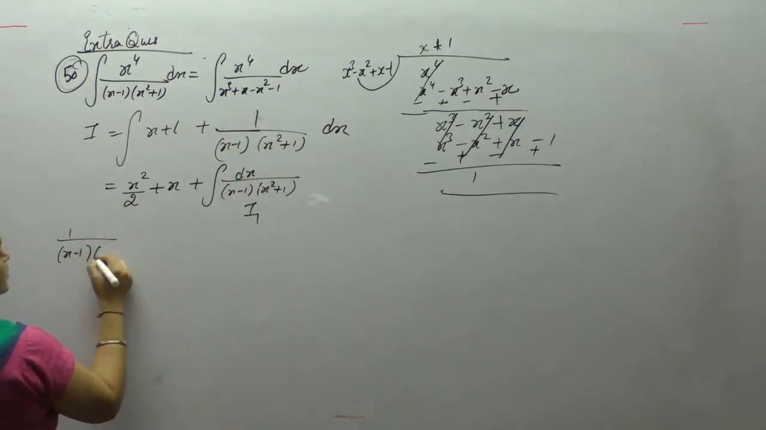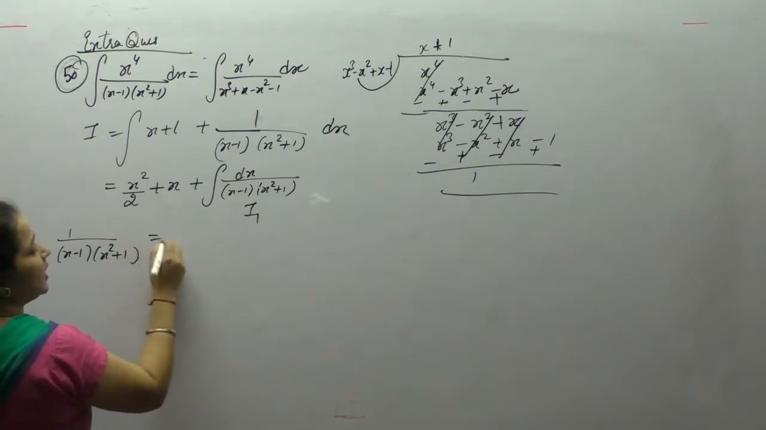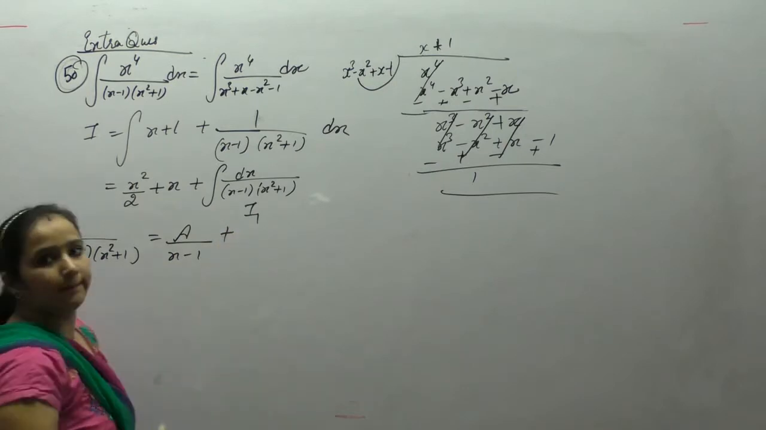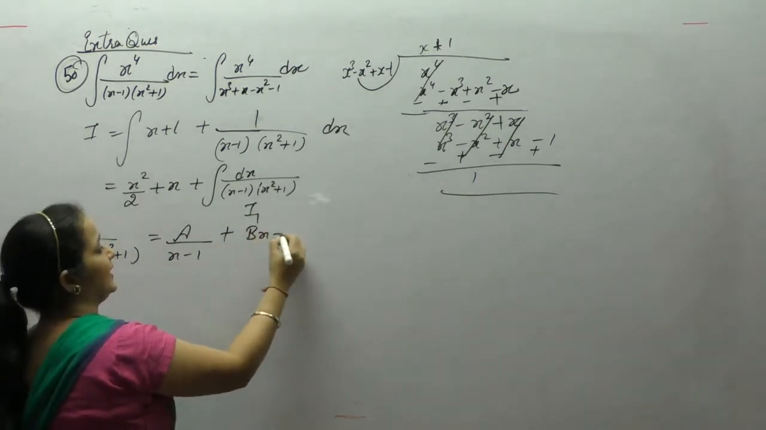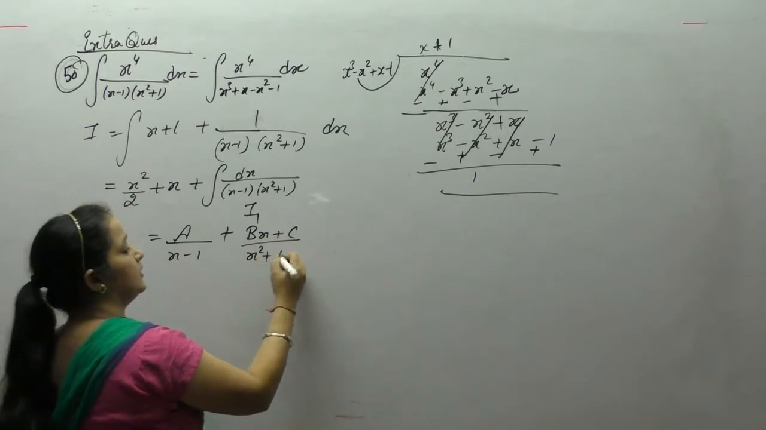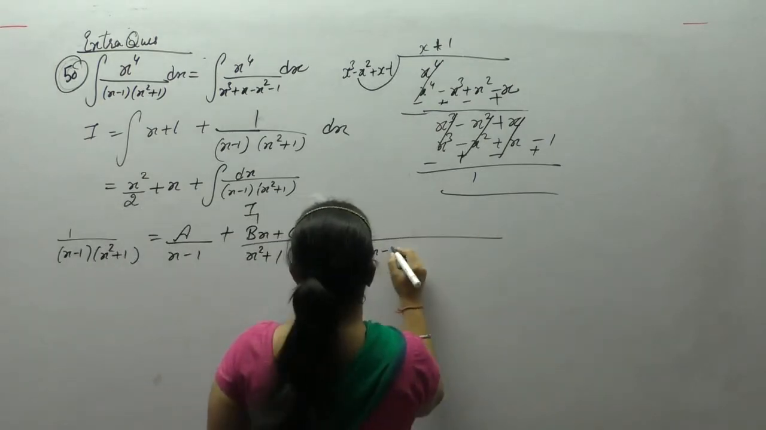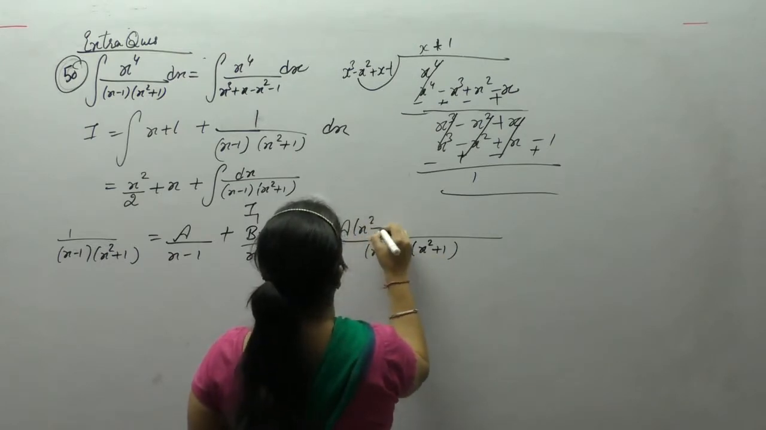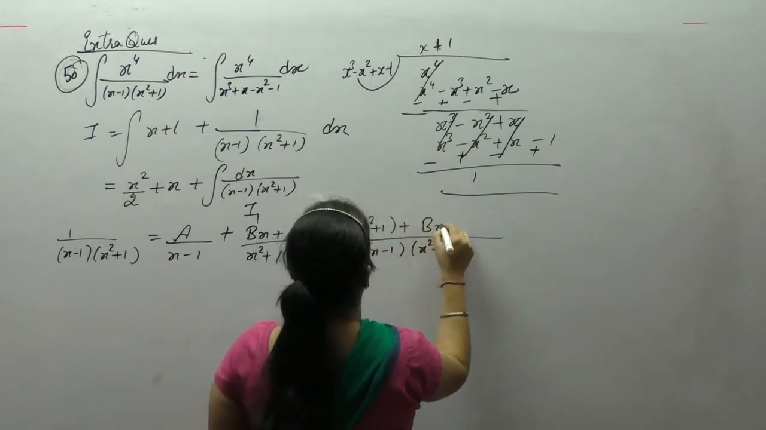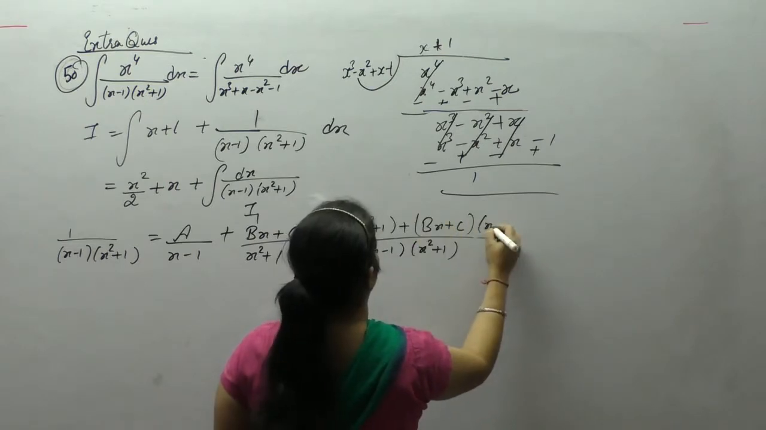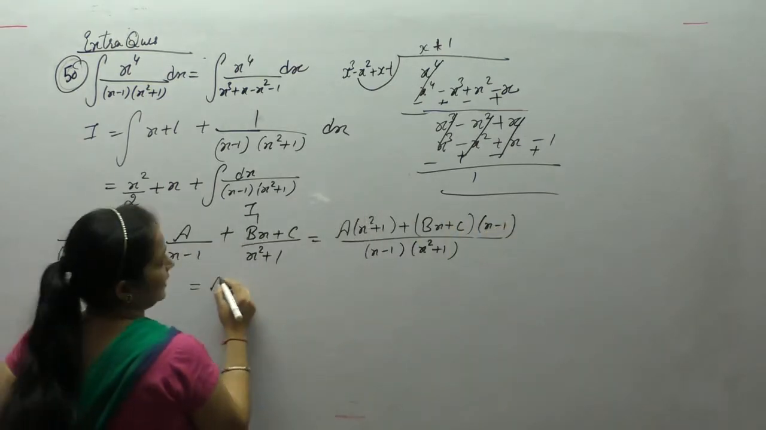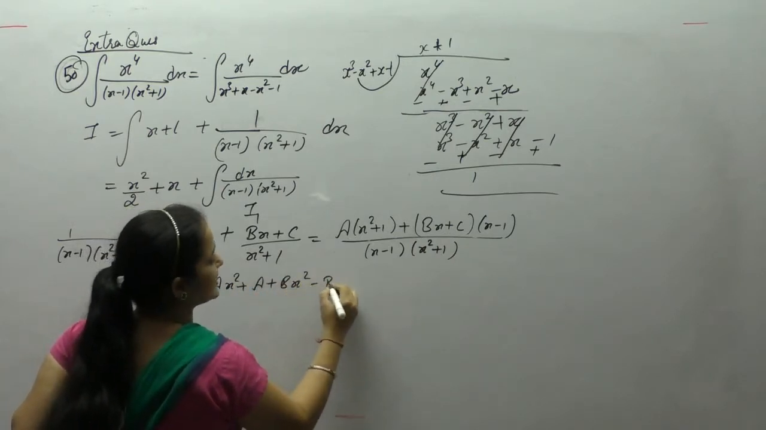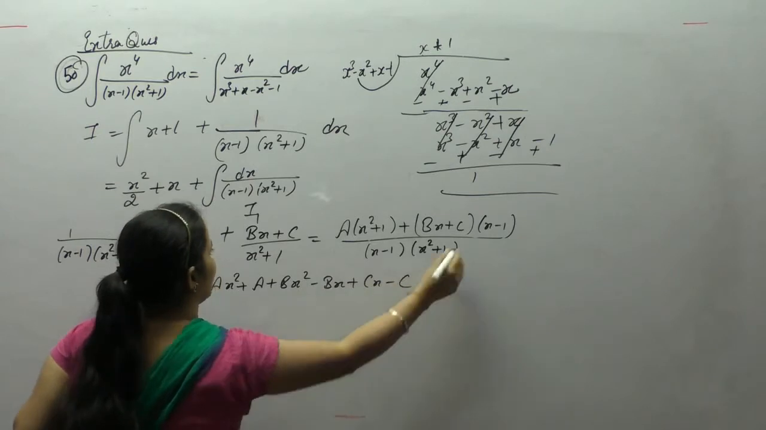Upon x minus 1 x square plus 1. First factor is linear, so a upon x minus 1 plus bx plus c upon x square plus 1, quadratic, which is irreducible. X minus 1 x square plus 1: a into x square plus 1 plus bx plus c into x minus 1, ax square plus a plus bx square minus bx plus cx minus c.